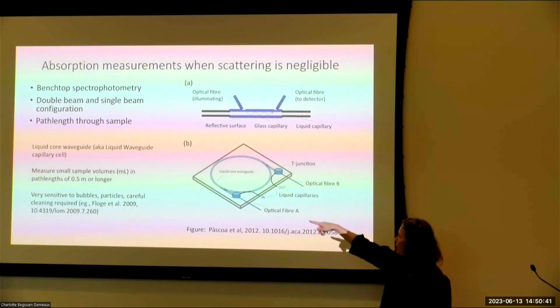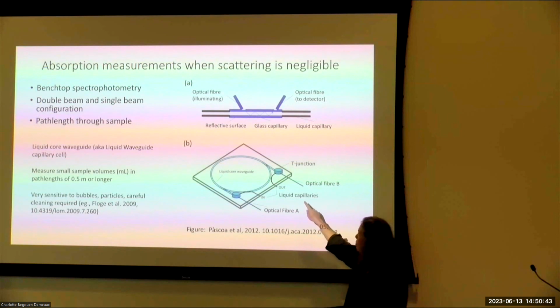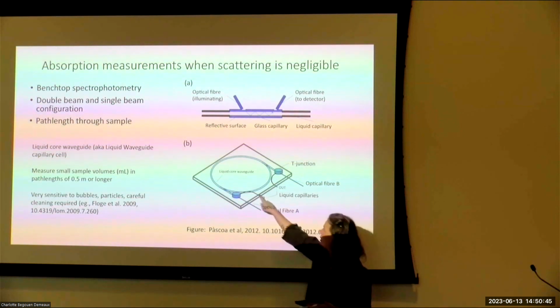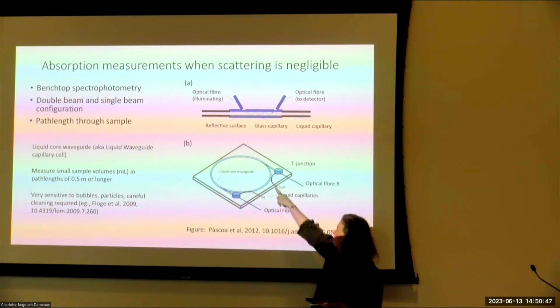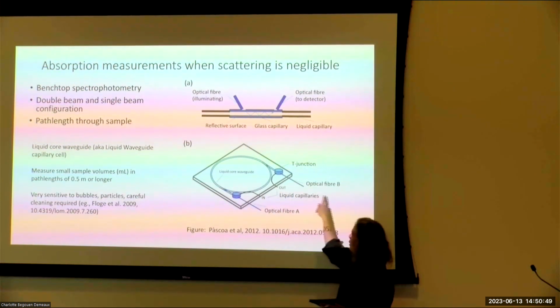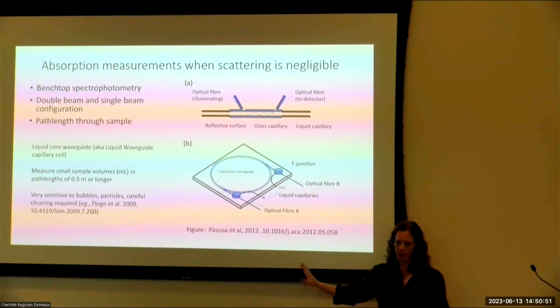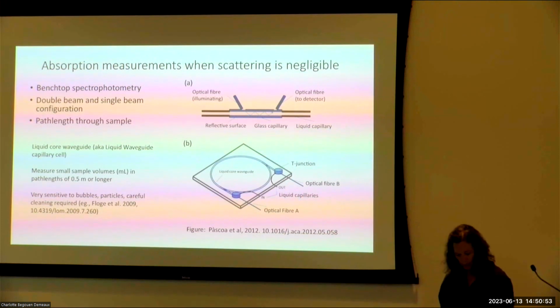So this is a cross section of what the tube looks like, and then this is what the actual instrument looks like. Input for liquid, an output for the liquid, and then an input for the optical fiber and an optical fiber that go over to a spectrophotometer. So these are really sensitive.